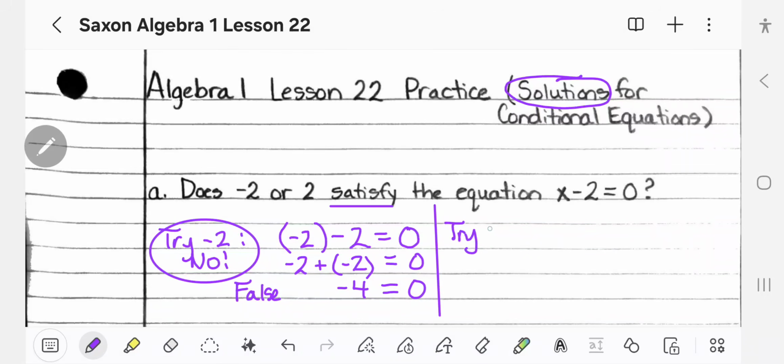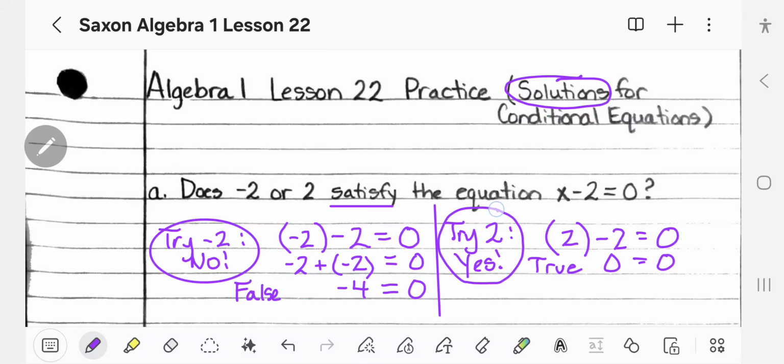Let's try positive 2. I'm going to copy down the equation again. I'm going to substitute the value of 2. 2 minus 2 is 0, and 0 equals 0. That is not false. I think I was writing true. That is true. So when we tried 2, we found out that yes, it does satisfy the equation.